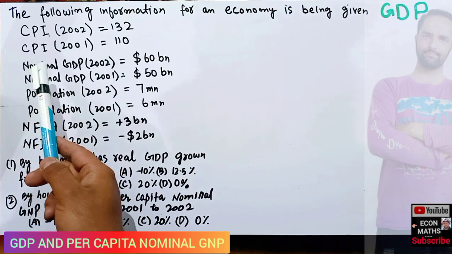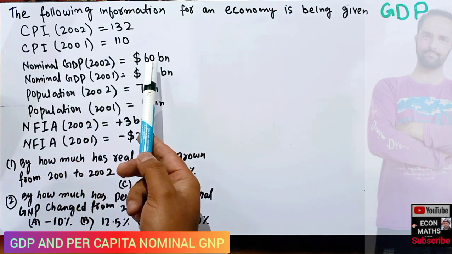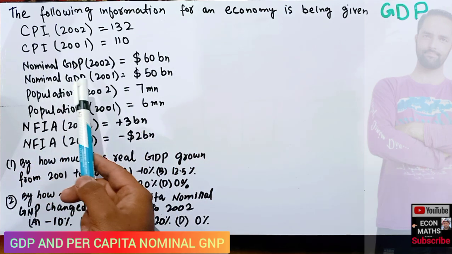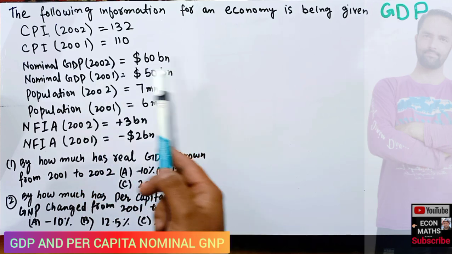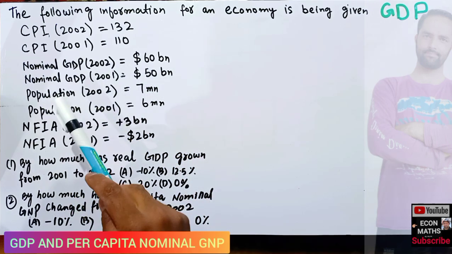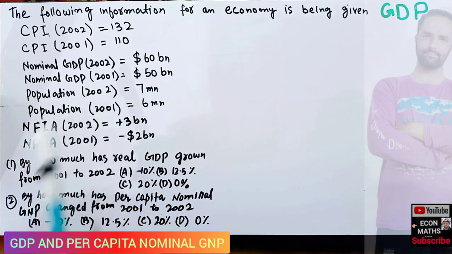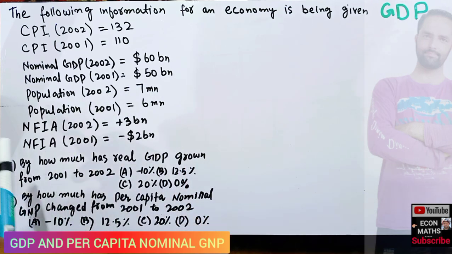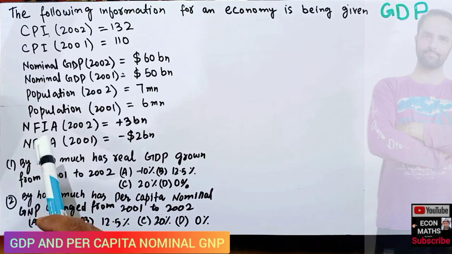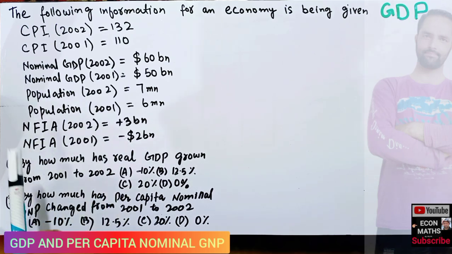Similarly, we have the nominal GDP in 2002 as $60 billion. Nominal GDP is $50 billion in 2001. We have population in 2002 as 7 million and population in 2001 is 6 million. Net factor income from abroad in 2002 is 3 billion and net factor income from abroad in 2001 is being given as negative 2 billion.